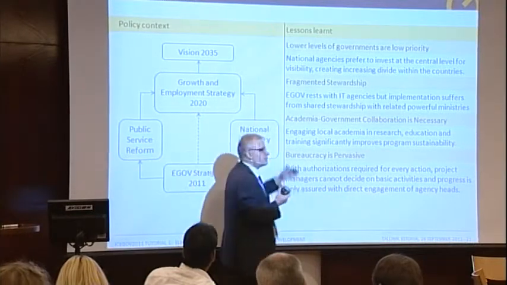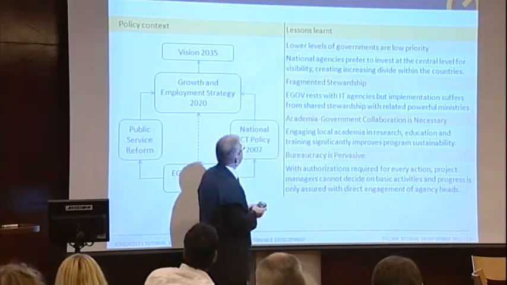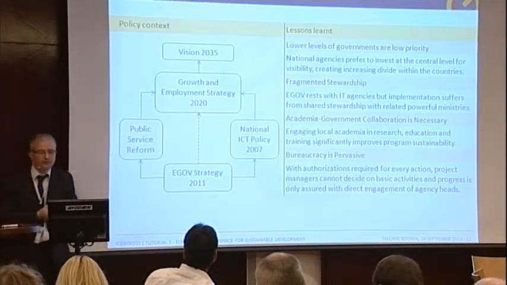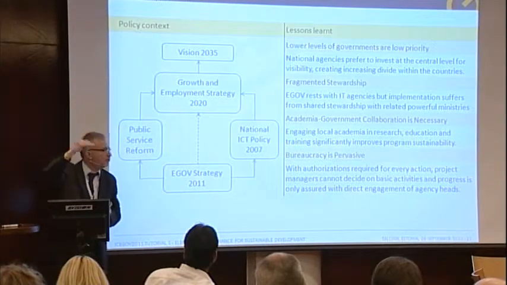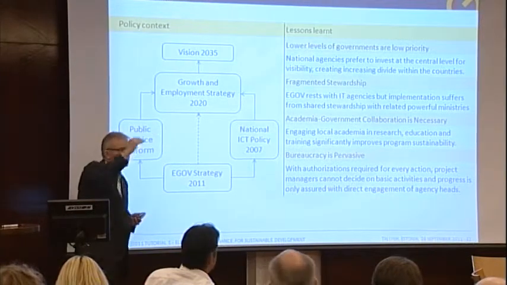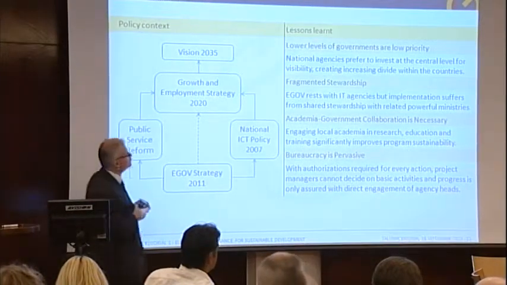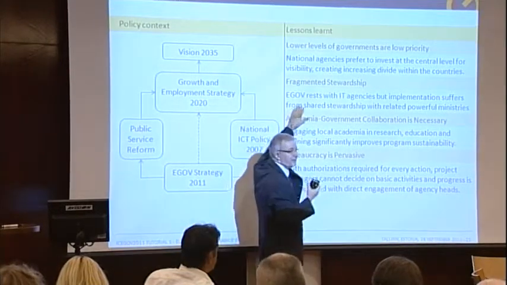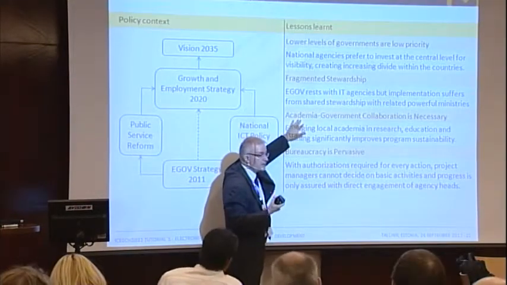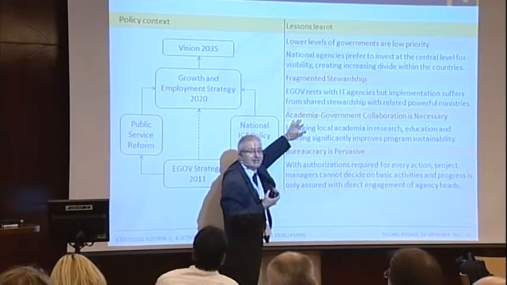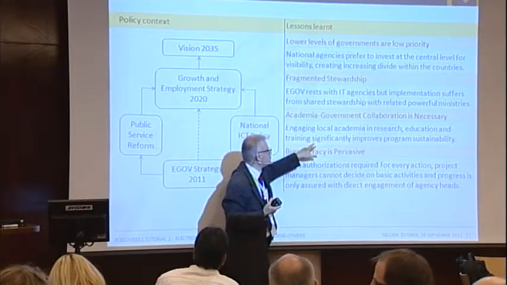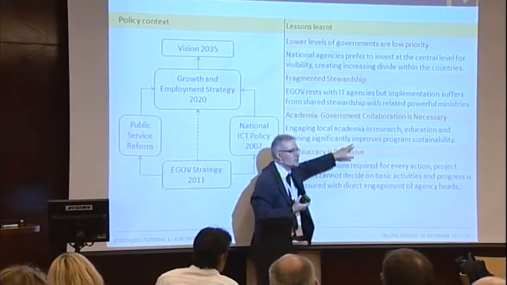Some lessons learned from such a project, just from the field, I would say. Lower levels of government are always low priority. So national agencies prefer to invest at the central level for visibility, and this creates increasing divide within countries between the central and local level. Fragmented stewardship. ICEGOV development rests with IT agencies, but inter-government collaboration is a very important element in the sustainability of ICEGOV for D programs. Engaging local academia in research, education, training significantly improves program sustainability.